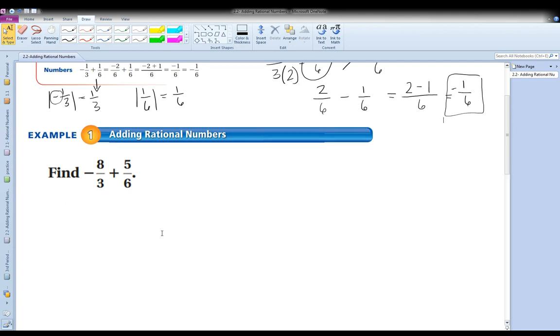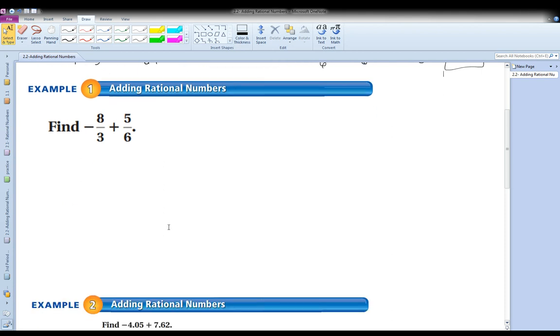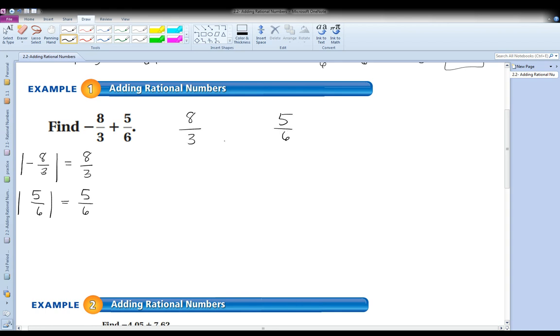Okay, let's take a peek at the first example. Adding rational numbers. Find negative 8/3 plus 5/6. To begin, I am going to take the absolute value of negative 8/3, which gives me a positive 8/3. And then I'm also going to take the absolute value of 5/6, which gives me a positive 5/6. Well, we need to find a common denominator. So I'm going to put 8/3 right here and 5/6 right here. We need a common denominator.